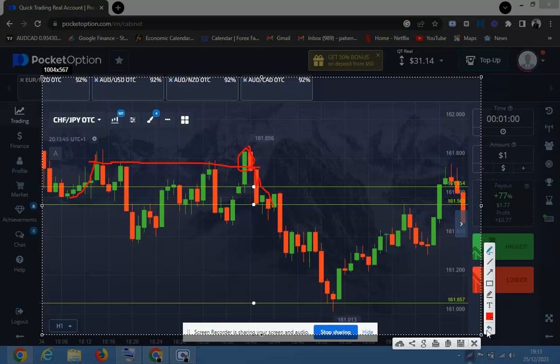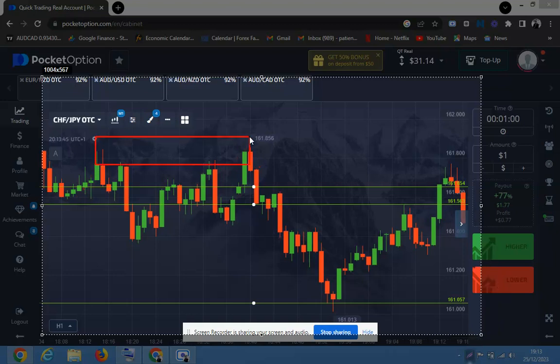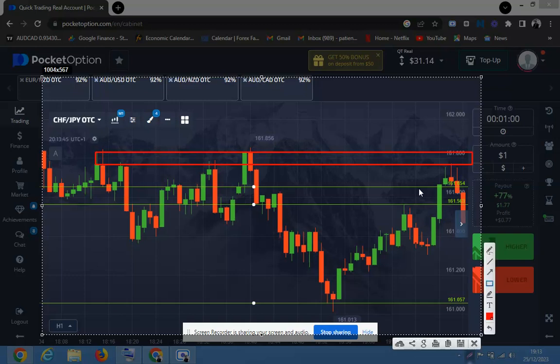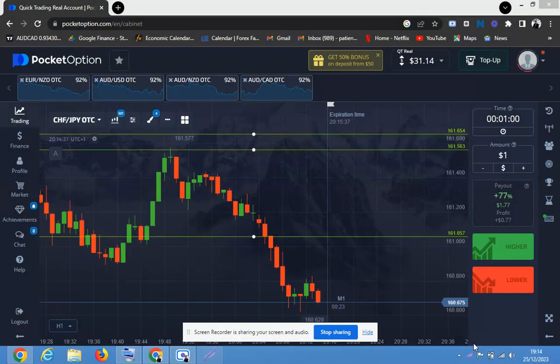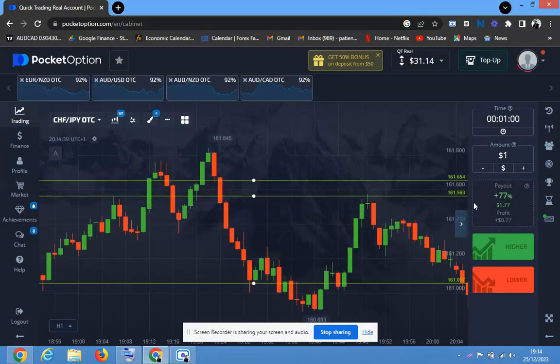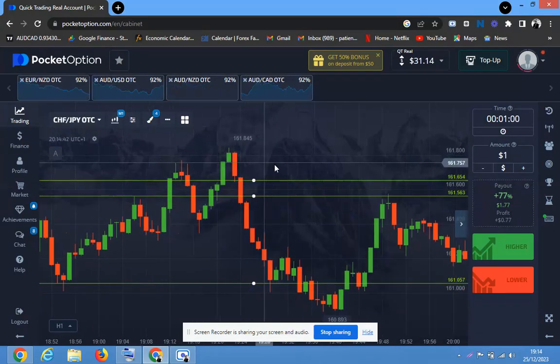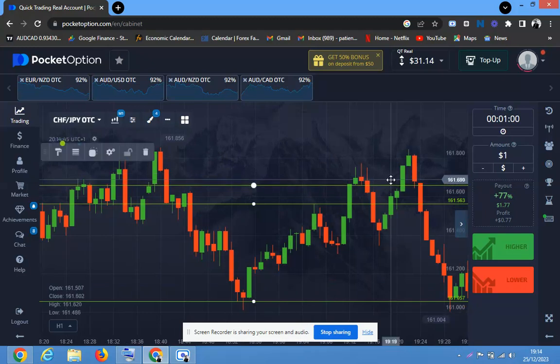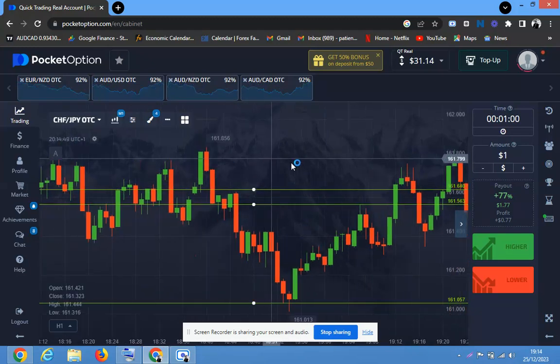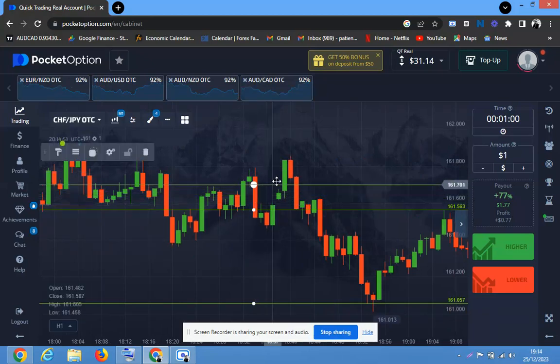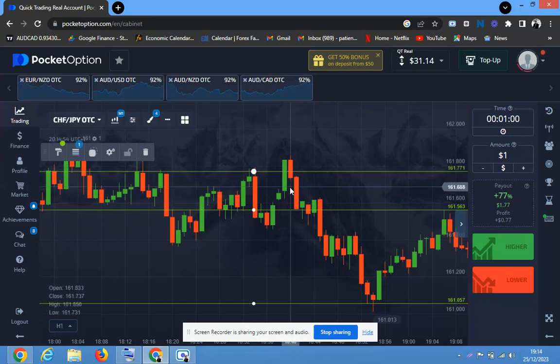So in that kind of situation, this is how I'm going to draw the level. I'm going to draw the level like this, the zone. Then I will extend it to the right side. Which means that anytime the price approaches this area, I'm going to execute the trade. Let me use the horizontal line instead, because that is where the sellers are waiting to sell the market. I have to draw it this way.